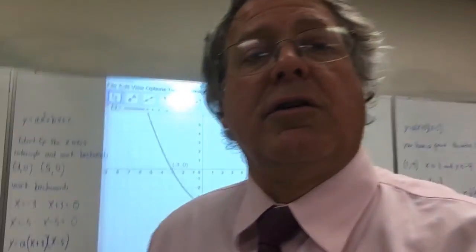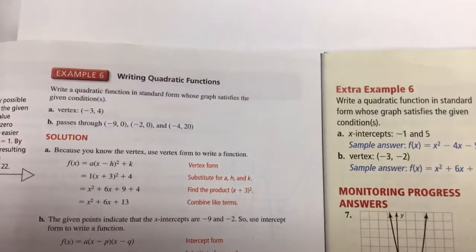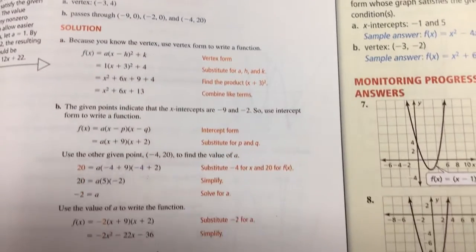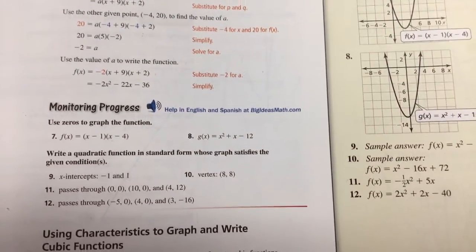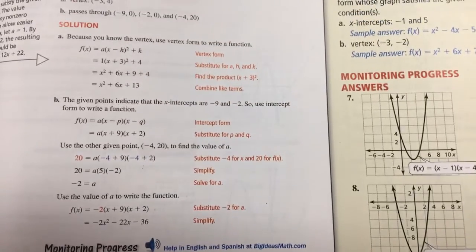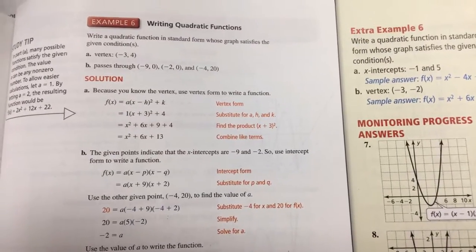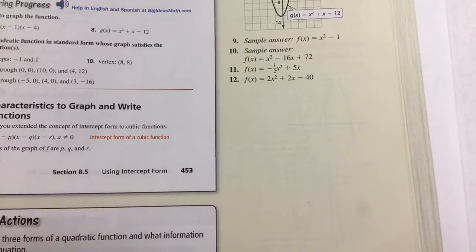That's a little brief intro to your CFC number 3. Please watch that. And if you do get stuck, I will tell you exactly where to go to find this. You ready for this? Here you go. Page 453, example number 6, writing quadratic functions. There's an example for you, okay? Mine's a little prettier than that, but anyway, here's example 6, page 453. Okay, that's what I got for you.